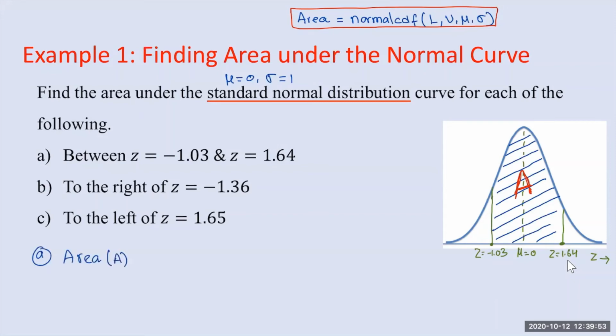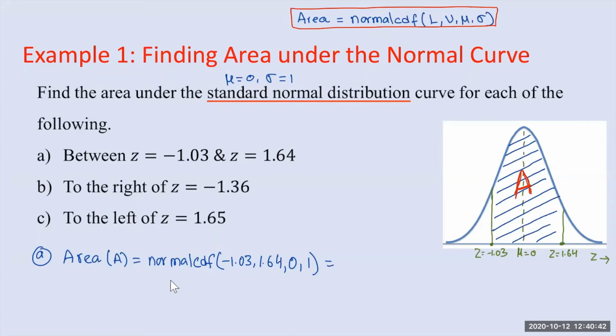Area A is equal to, we are going to use this function, normal cumulative distribution function in our calculator, normal CDF, lower limit. For this area, look at the screen, the lower boundary is negative 1.03. Upper boundary, the area goes from here all the way up to here, which is z equal to 1.64. Then we need the mean for the standard normal distribution. Mean is 0. And the standard deviation sigma is equal to 1.